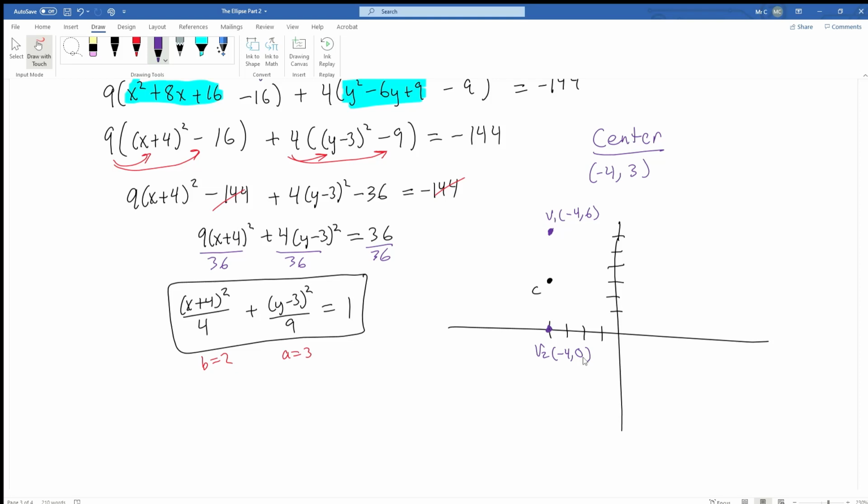Now our minor axis endpoints will be out a distance of b. So I'm going to go over b, which is 2 to the right, and then 2 to the left. So one of our endpoints will be at -6, 3, and the other will be at -2, 3.